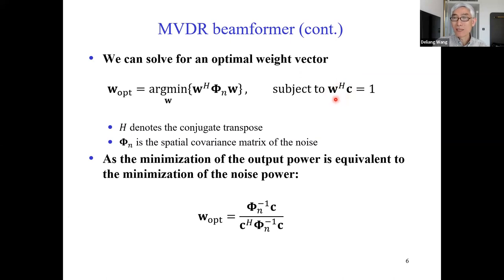So that corresponds to the inner product with the weight vector. And this weight vector needs to be transposed in the complex domain, which corresponds to conjugate transpose. And that multiplication corresponds to one. So that's the constraint to satisfy. Now the minimization of the output power is the same as minimization of the noise power because of the distortionless constraint. Then we can solve this, and the solution has essentially two things in it. One is the noise covariance matrix, which is phi sub n, and the other one is the steering vector.